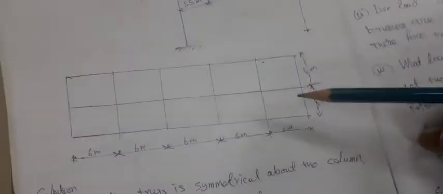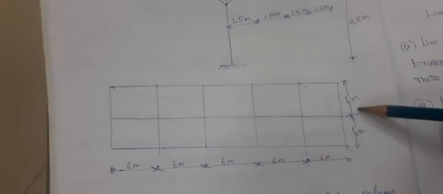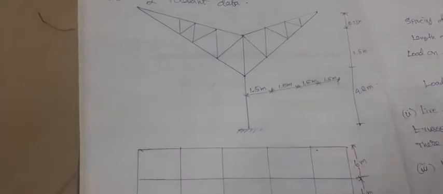Also in this direction we have a 6 meter length here and a 6 meter length here. So this 6 and 6 is a total 12 meter length, the width of the trusses. So here we have a symmetrical section. The left side is 6 meter, and the right side also has the same 6 meter length.